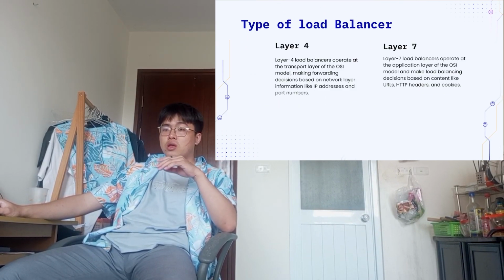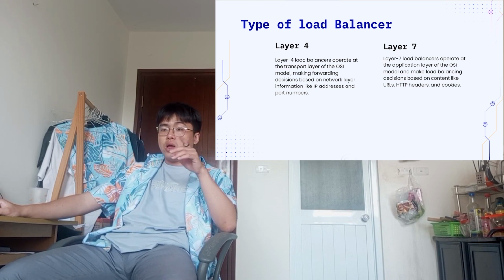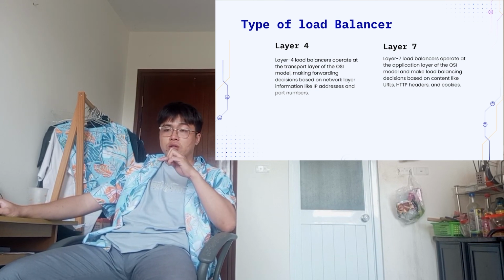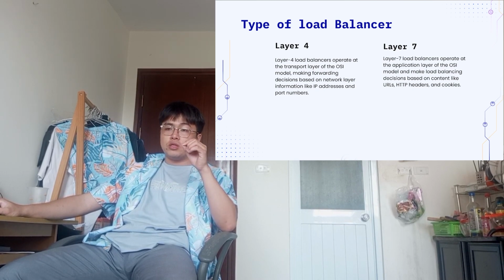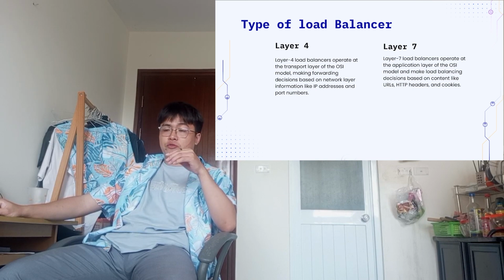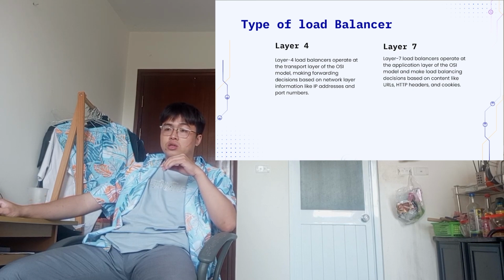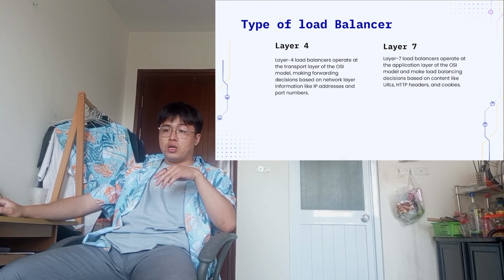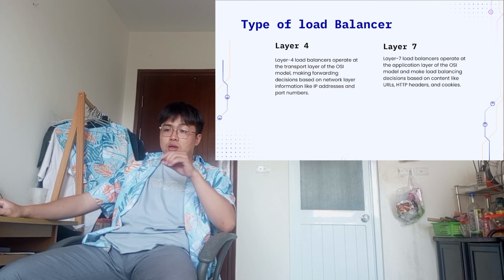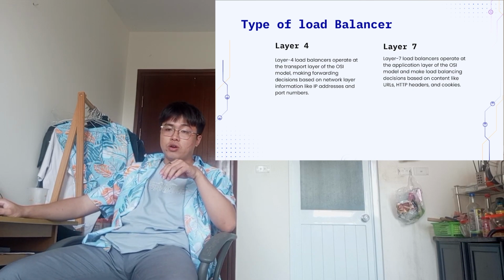Layer 4, L4 load balancer, or network load balancer. A Layer 4 load balancer operates at the transport layer of the OSI model. It can make forwarding decisions based on information available in network layer protocols, such as IP address and port number. Key features of a Layer 4 load balancer: it operates at the transport layer, handling TCP and UDP; basic load balancing, which distributes traffic based on IP address and port number; efficiency, with faster processing as it doesn't inspect the content of the data packet; and network address translation, NAT, which can perform basic NAT to hide server addresses.